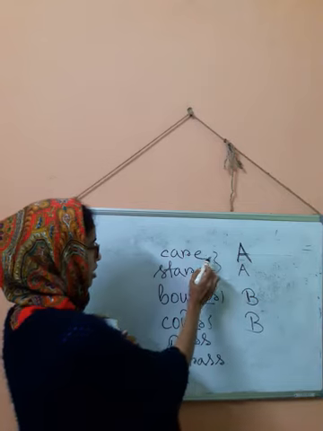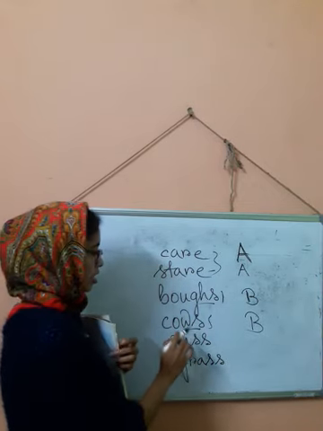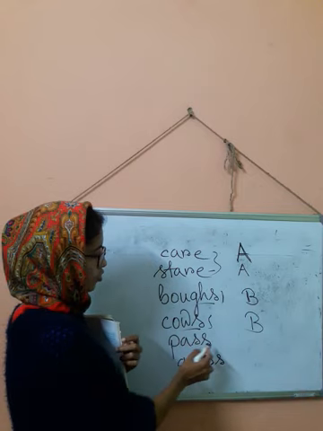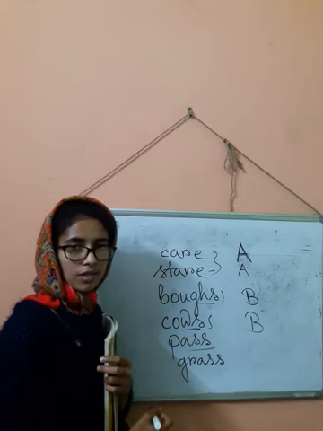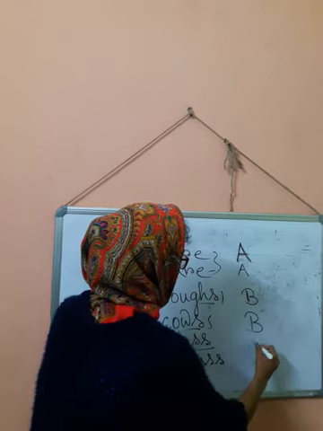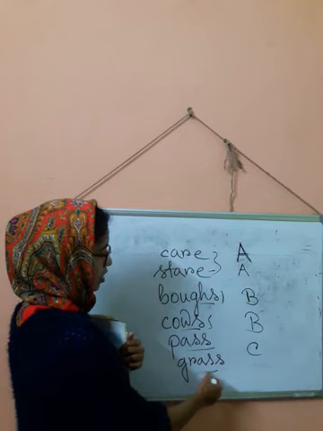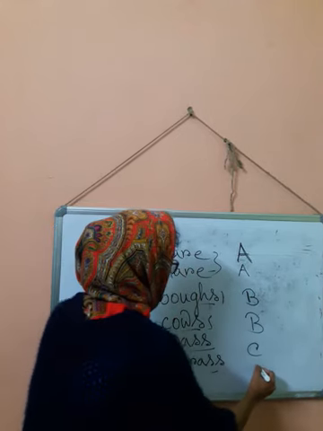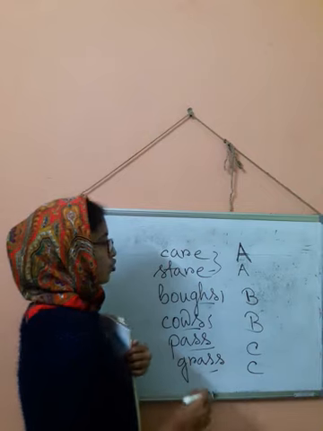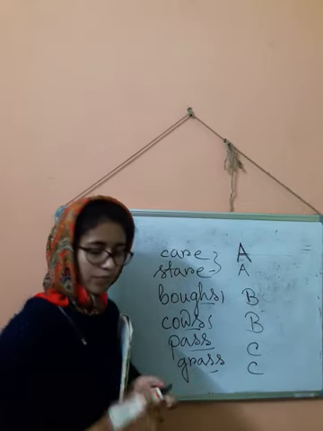Now see, stare, care, bows, any of these, they are not rhyming with the word pass, right? So we will take a new alphabet and after B we will take C obviously. And with pass, grass is rhyming, so we will again take C. So what is the rhyme scheme? A A, B B, C C.